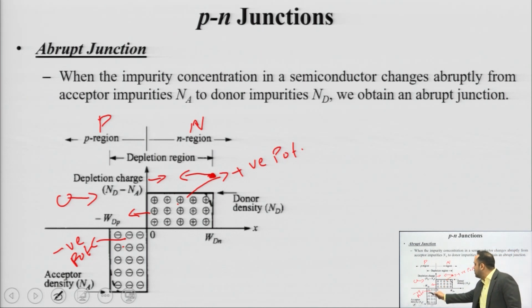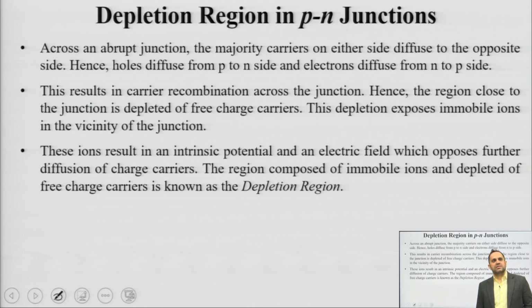So, this electric field opposes further diffusion of charge carriers. This depletion region, once formed, is going to oppose further diffusion. If this does not happen, the charge carriers will keep on diffusing on either side, because even at this stage the concentration gradient exists. So, diffusion can still take place, but because of this built-in potential, or intrinsic electric field, there is opposition to further diffusion.